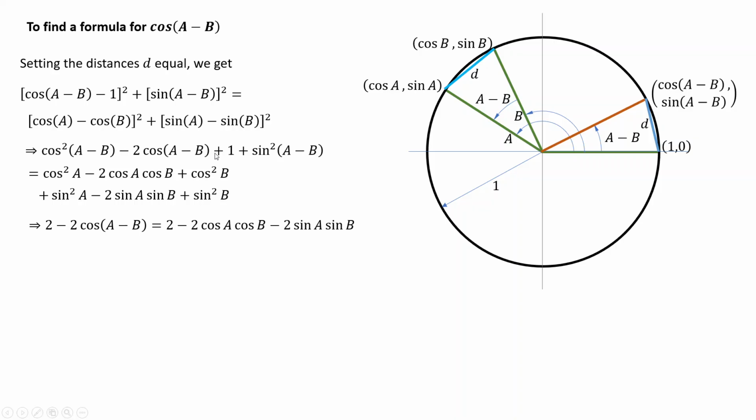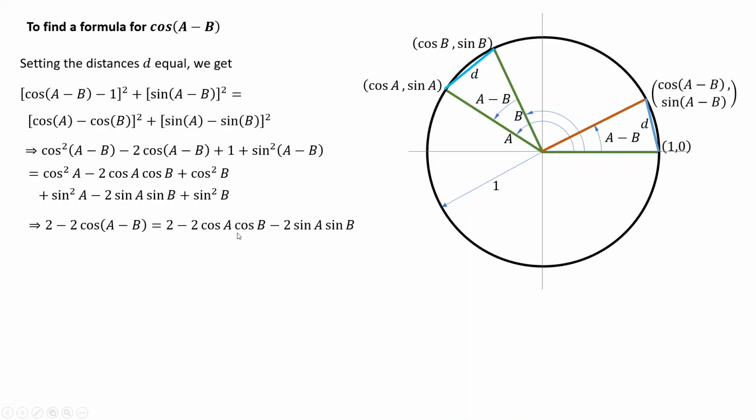And we have 1 plus 1 equals 2. So the whole left hand side becomes 2 minus 2 cosine of a minus b. Okay, let's look at the right hand side. Cosine square a plus sine square a is 1. Similarly, cosine square b plus sine square b is 1. So we have 1 plus 1 is 2. That's what I wrote here. And then we have a minus 2 cosine a cosine b minus 2 sine a sine b here.